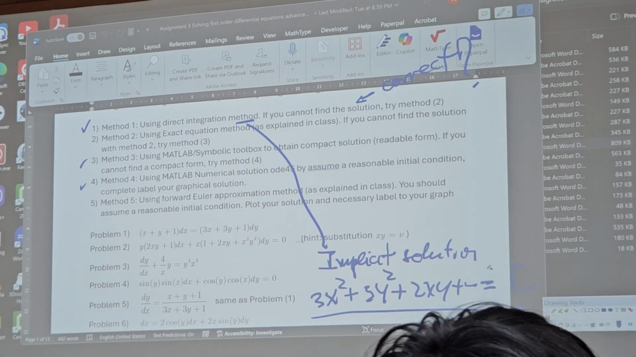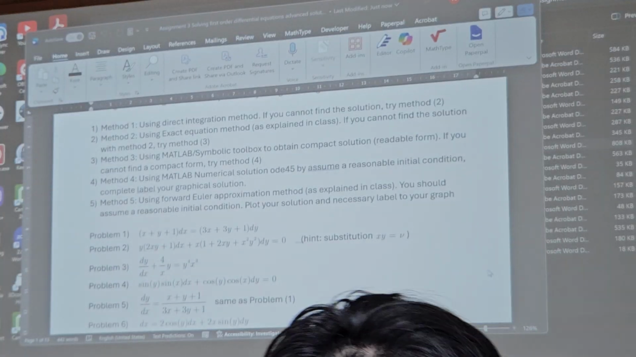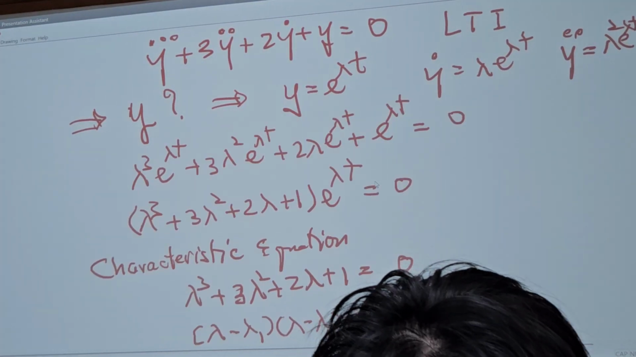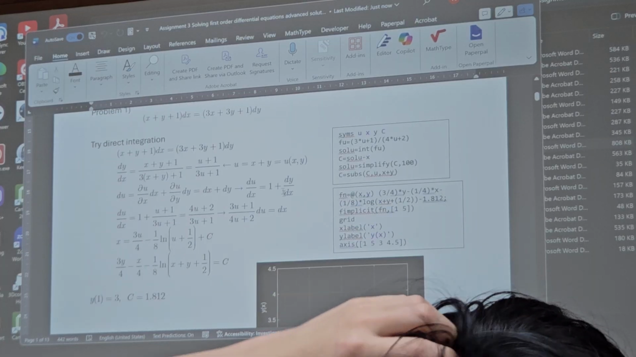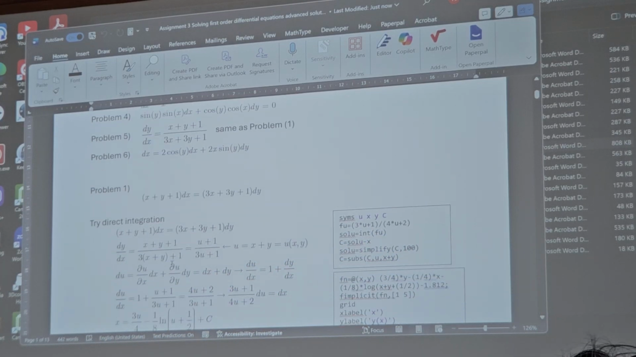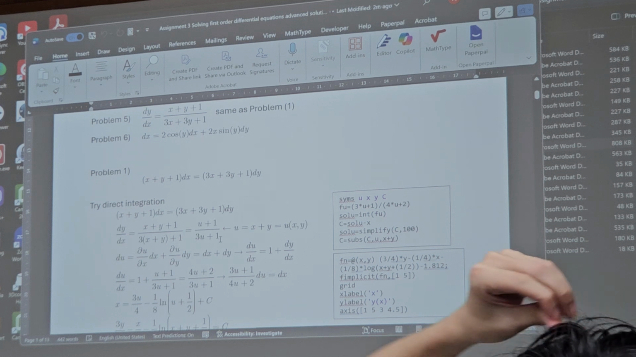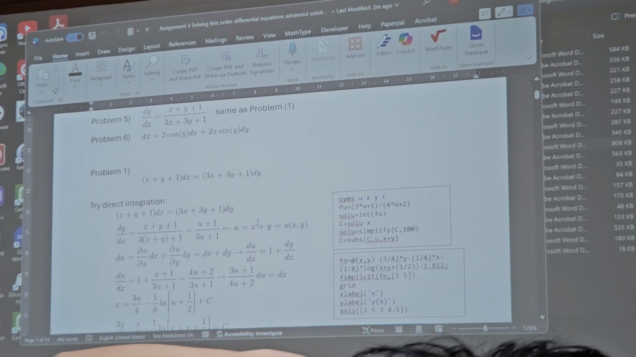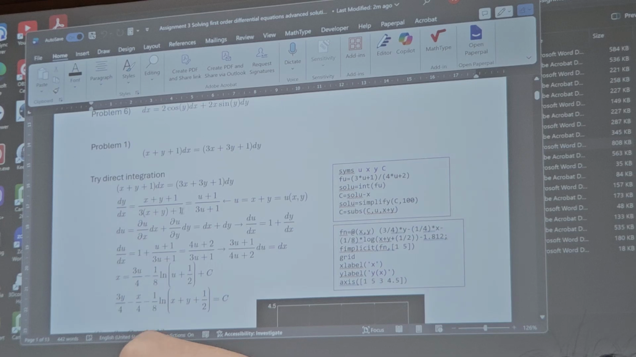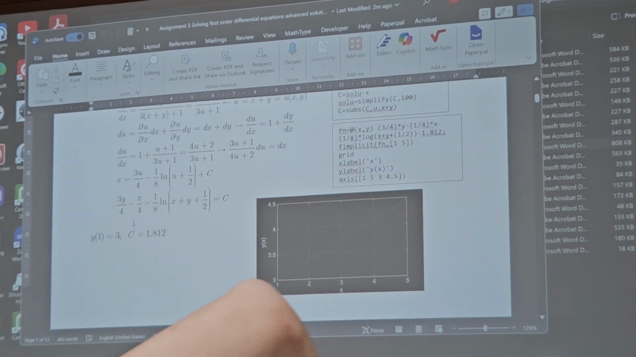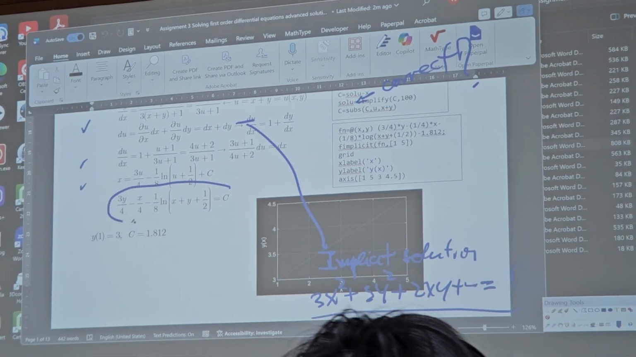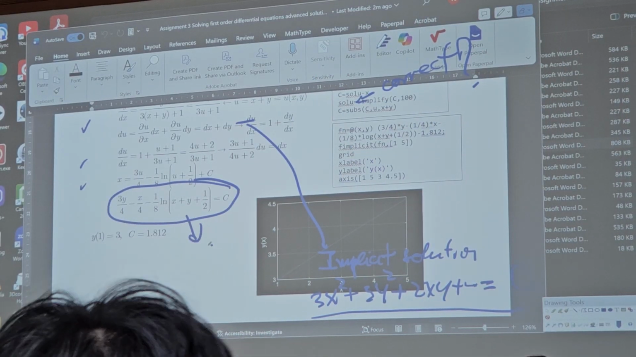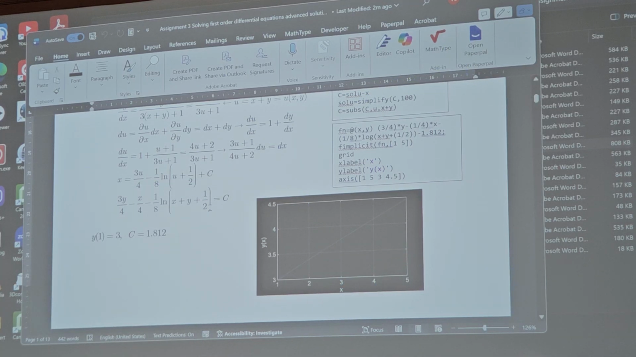Okay, I give you an idea. For example, this one, I solved the first one by using direct integration, by assuming u equals x plus y. And I solve this one and I have this solution. How to plot this one? See, it's not that easy. If you want to plot this one, it's an implicit solution.